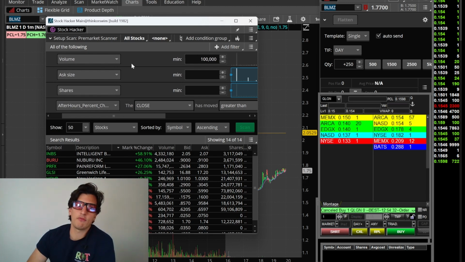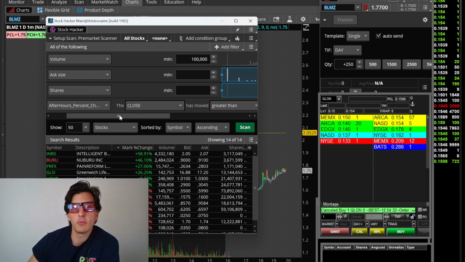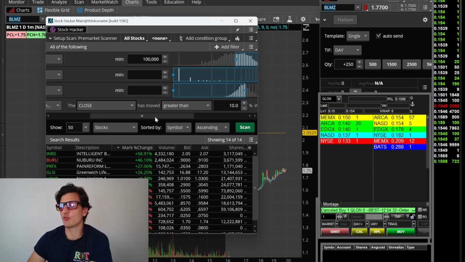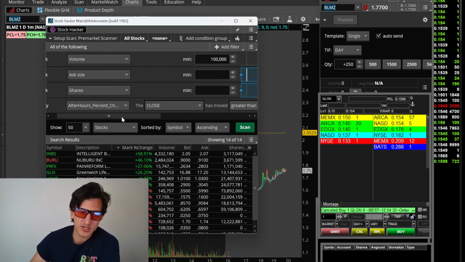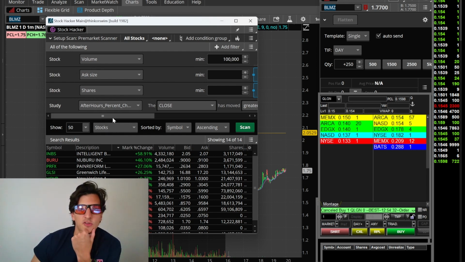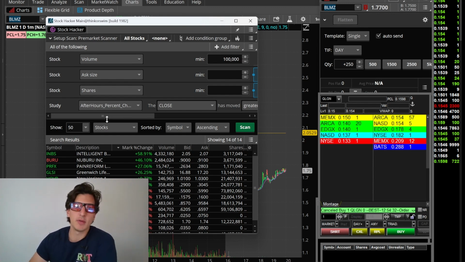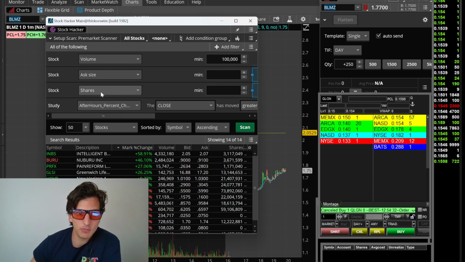So this is going to scan for stocks. So I have three different conditions or filters here. The first one, volume. I want to be trading stocks with a volume over 100,000 shares, because I don't want to be trading anything that doesn't have volume, that doesn't have potential, that doesn't have any attention on it. So 100,000 pre-market kind of weeds out a lot of the stocks that really have no chance at making a big move.